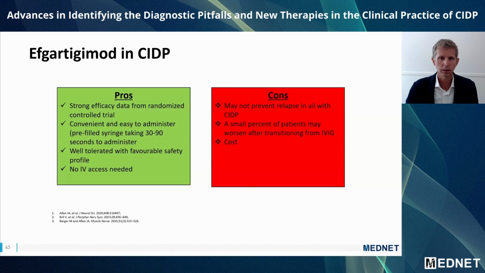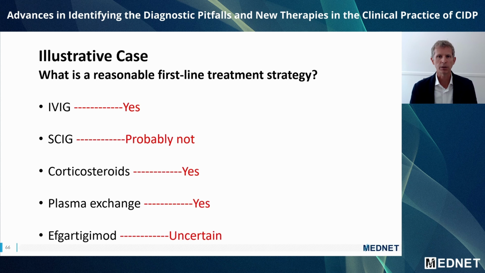And another con is the cost. It is quite an expensive medication. So thinking about our illustrative case here, what would be a reasonable first-line therapy? In a newly diagnosed patient, IVIG, yes, of course, this would be a very well-accepted first-line therapy.